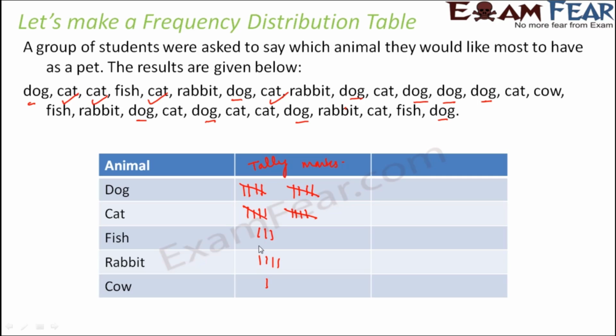Now once you have drawn all the lines, it is very easy to find out their frequency, because one set of these lines is nothing but 5. So it is basically 5 plus 5, that is 10. Similarly here also it is 5 plus 5, that is 10. This is 3, this is 4 and this is 1. So this is how we made a frequency distribution table.